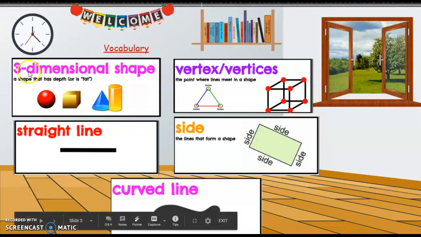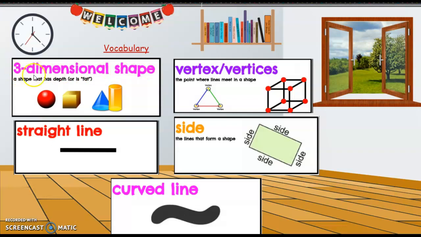Vocabulary. So our vocabulary is three-dimensional shape. Can you say that? Three-dimensional shape. A three-dimensional shape is a shape that has depth, or that is fat. If you notice these shapes, they're all fat. They're not flat like two-dimensional shapes.